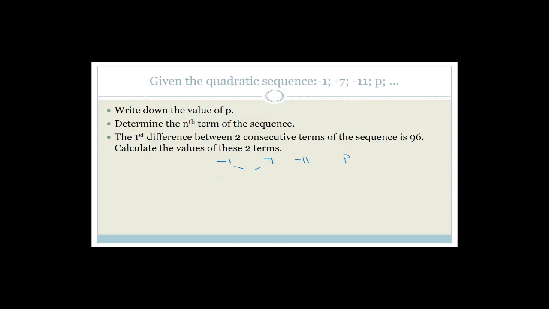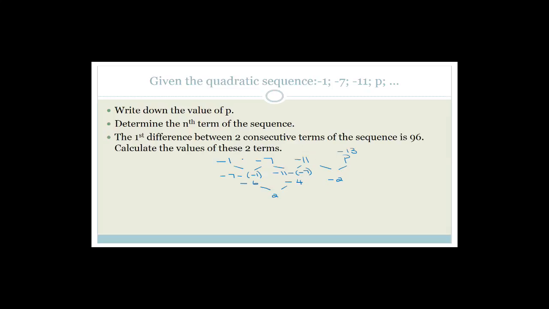The difference between these two is minus 7 minus minus 1, which is minus 7 plus 1, which is minus 6, right? The difference between these two is minus 11 minus minus 7, which is minus 11 plus 7, which is minus 4. So I'm going to take a wild guess that since the difference between these two is 2, that this is going to be minus 2. So therefore we have to add minus 2 to this, and it becomes minus 13. Okay, everybody happy with that?